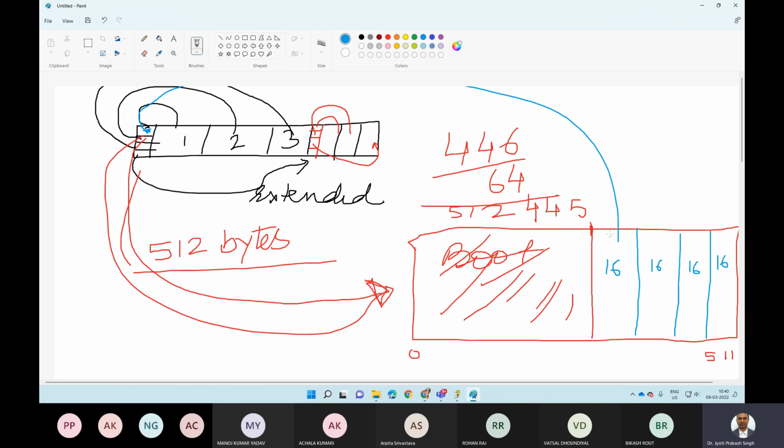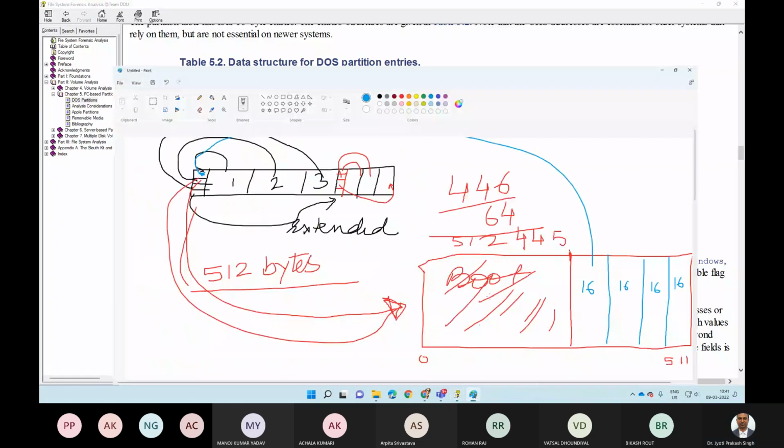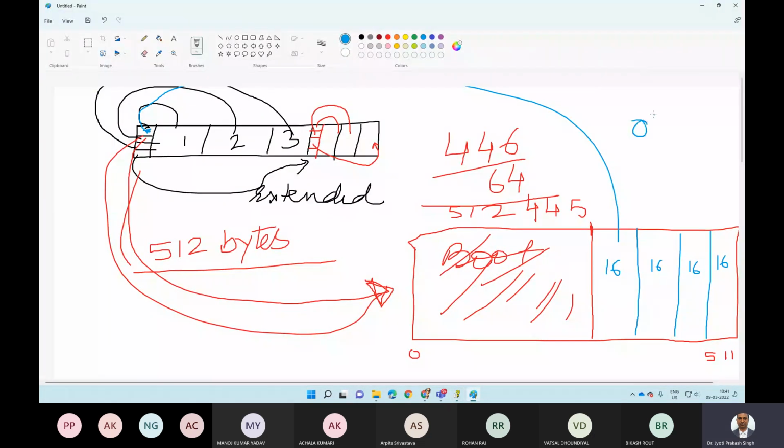If it is 1, we know that the partition we are talking about is a bootable one. If it is 0, then it is not a bootable one. And next comes the starting CHS address. We have talked about the CHS address in earlier disks. Since disks are arranged in this manner, I hope that you all know this basic structure of disks.